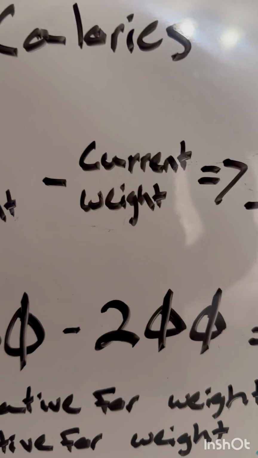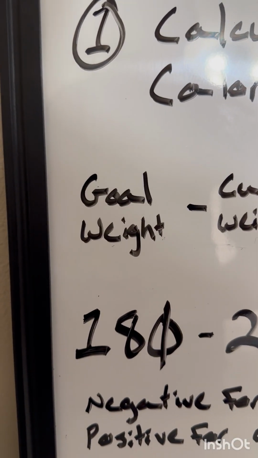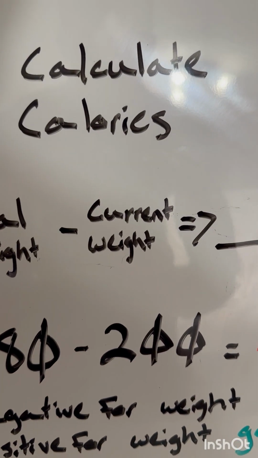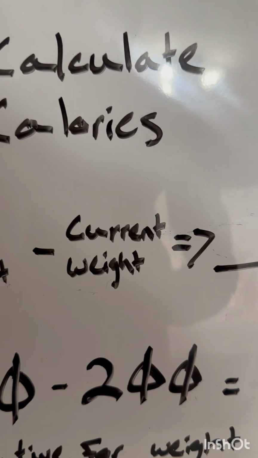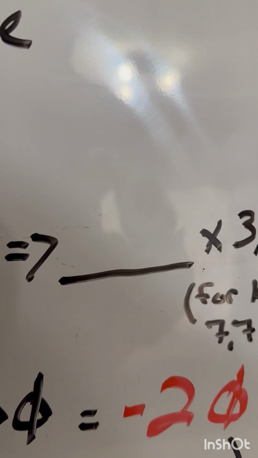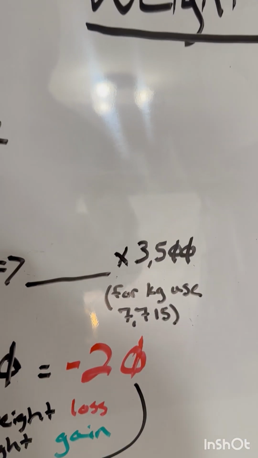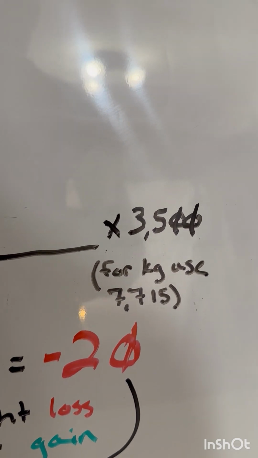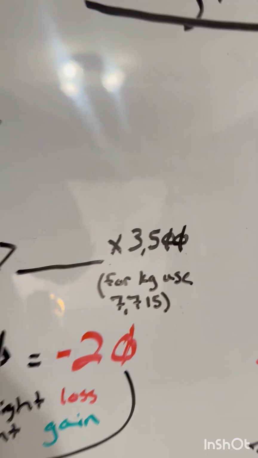So here's what you're gonna do. You're gonna take your goal weight, whatever that is, subtract your current weight. It doesn't matter which one's bigger. This is the exact same formula, right? And then you're gonna take that number, whatever that number is, multiply it by 3,500, and that's how many calories you need to either add or subtract in order to reach your goal.